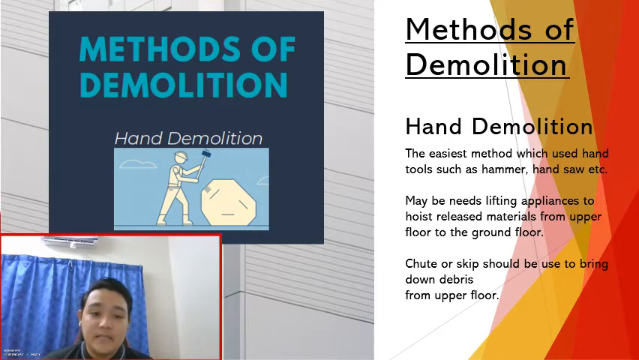It may need lifting appliances to demolish the upper floor. The demolition will start from the roof and finish at the ground floor. A chute or skip may be used to bring down the debris from the upper floor. Lastly, the distance of the walkway or adjoining building should be greater than 6 meters or half the height of the building for the debris to fall freely.